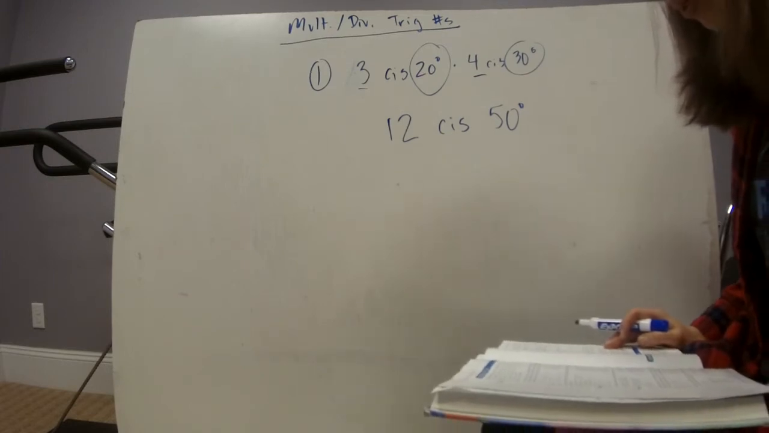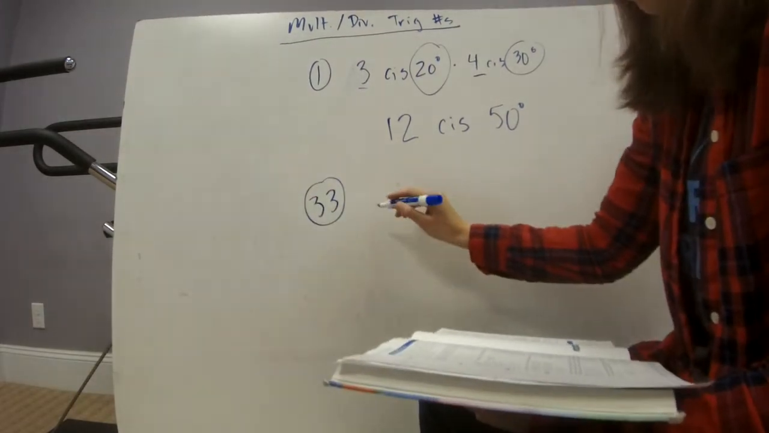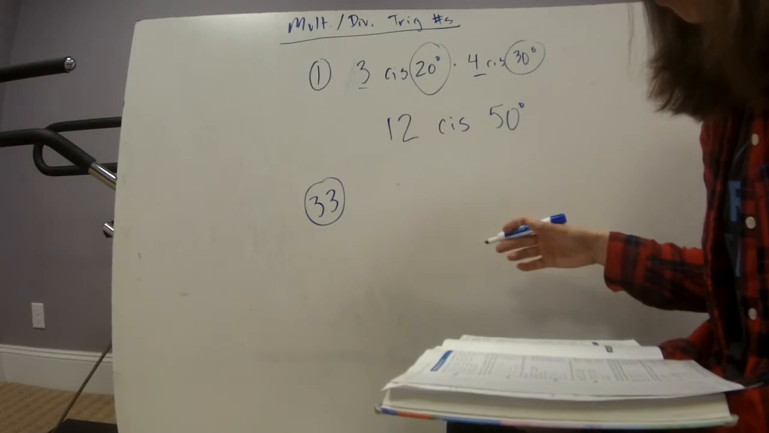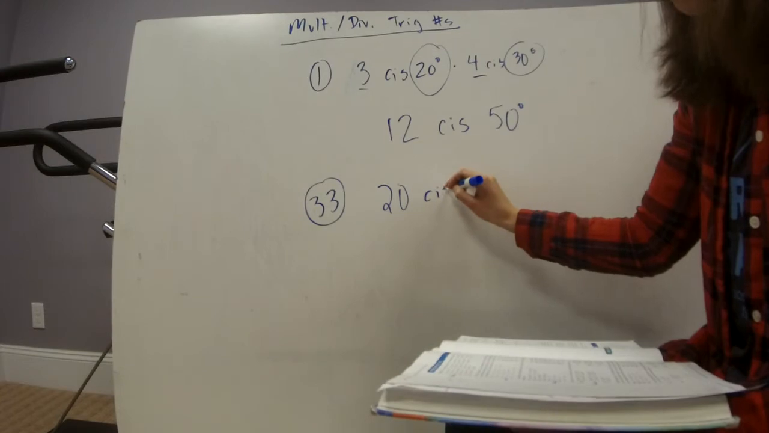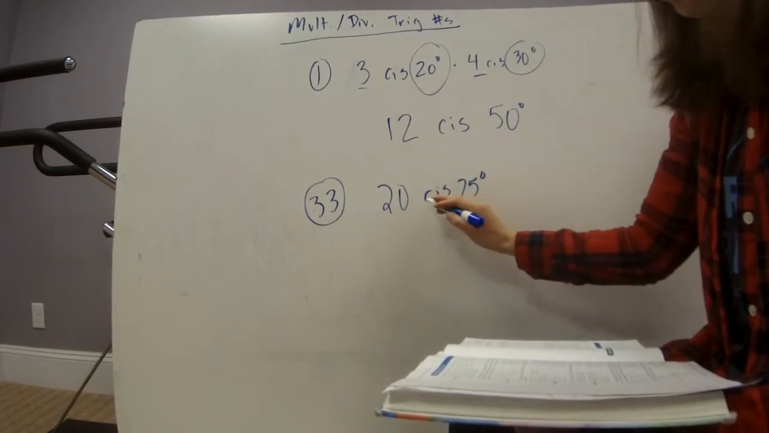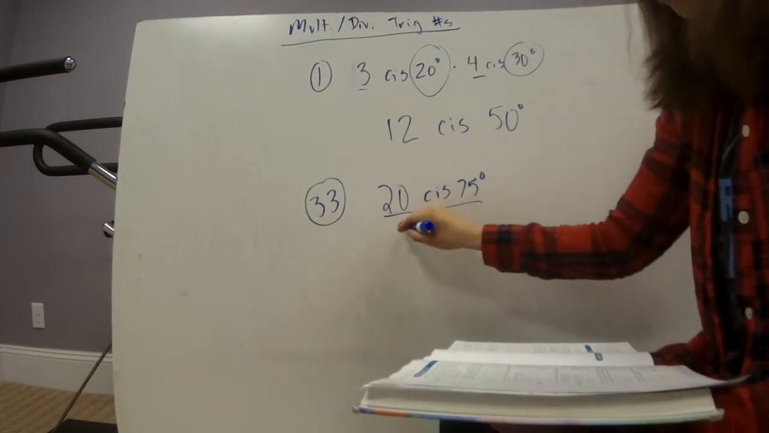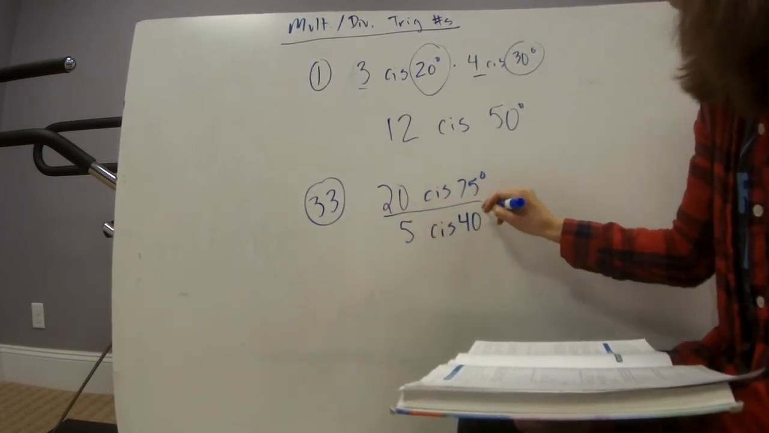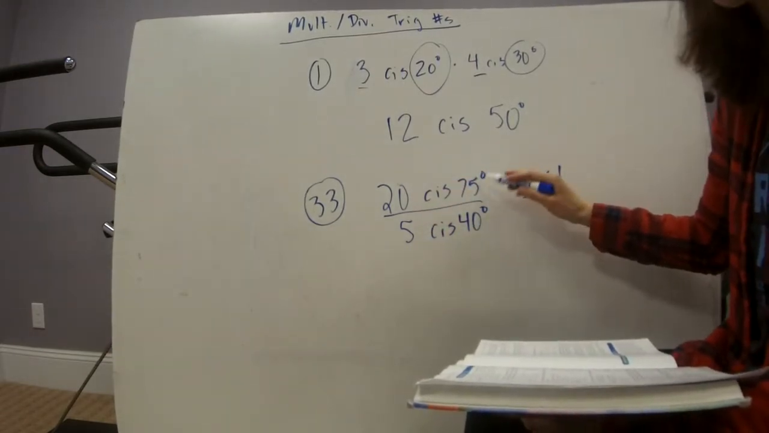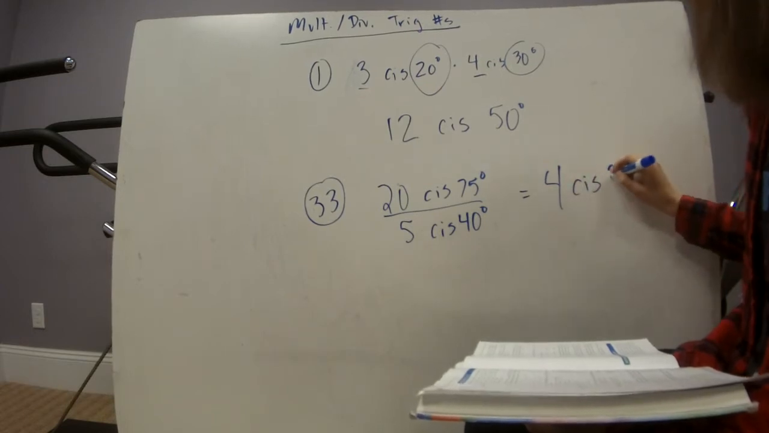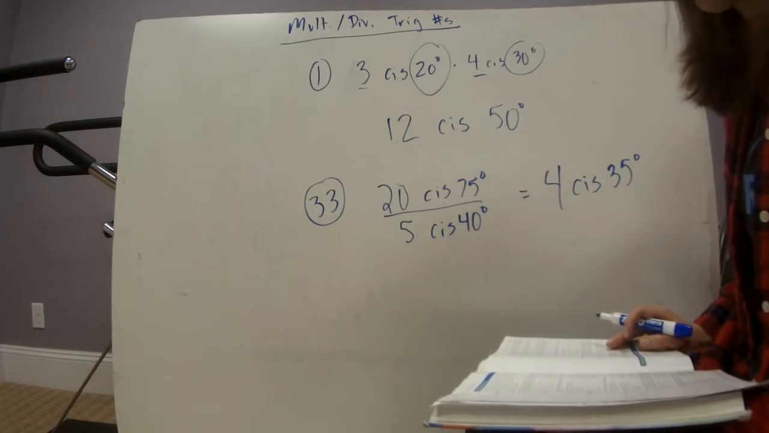And when you get down to things like 33, which is division, it is literally the exact same thing. The sections of 1 through 6 and 33 through 38 are so easy, because 33 again is written in longhand, but it's essentially 20 cis 75 on top. Cosine 75 plus I sine 75 is just longhand for that. And then the bottom is 5 cis 40. Division is you divide the front numbers, we get 4, and you subtract the angles, and you'd get 35.